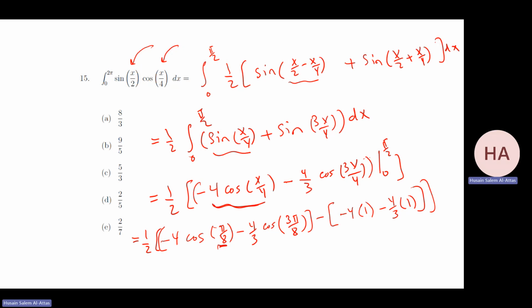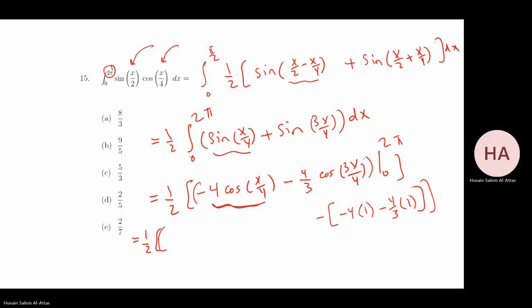Sorry. Look, this is 2 pi. This is 2 pi times. I said, why are they doing it this way? Okay, so this is 2 pi, not pi over 2. So now 2 pi will make it easier. 2 pi over 4, that will be pi over 2.